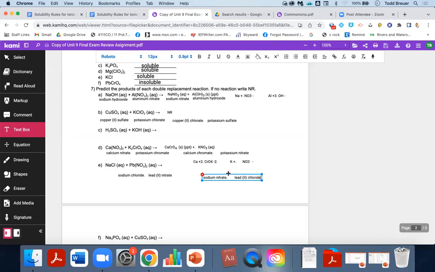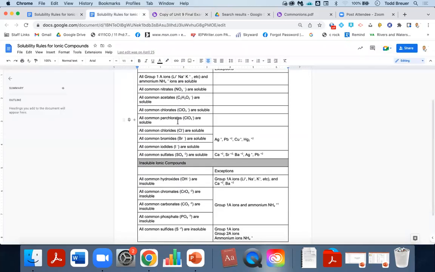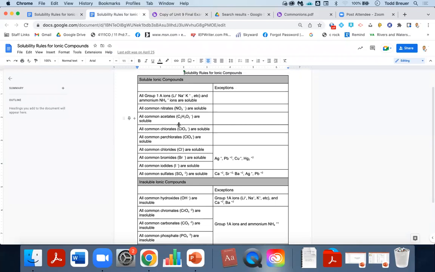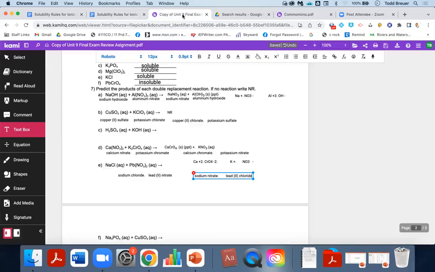So let's look at our chart for chlorides and nitrates. Chlorides, right? All are soluble, unless it's lead. I think we have lead here, don't we? Lead with chloride. Okay, so we know that we're going to get a precipitate to form. That means we've got to write the products.